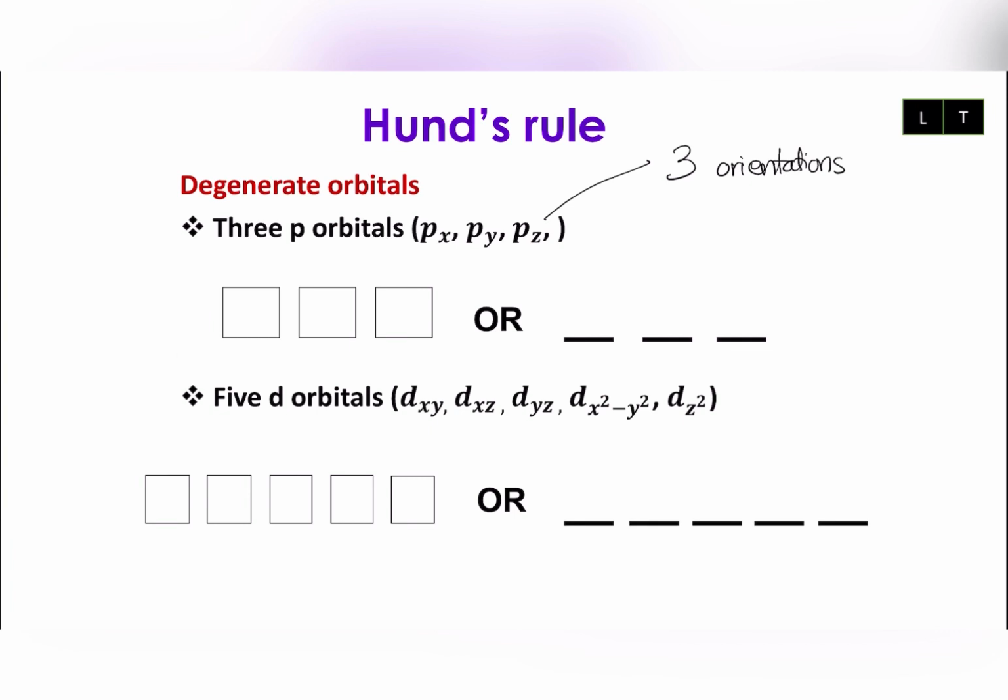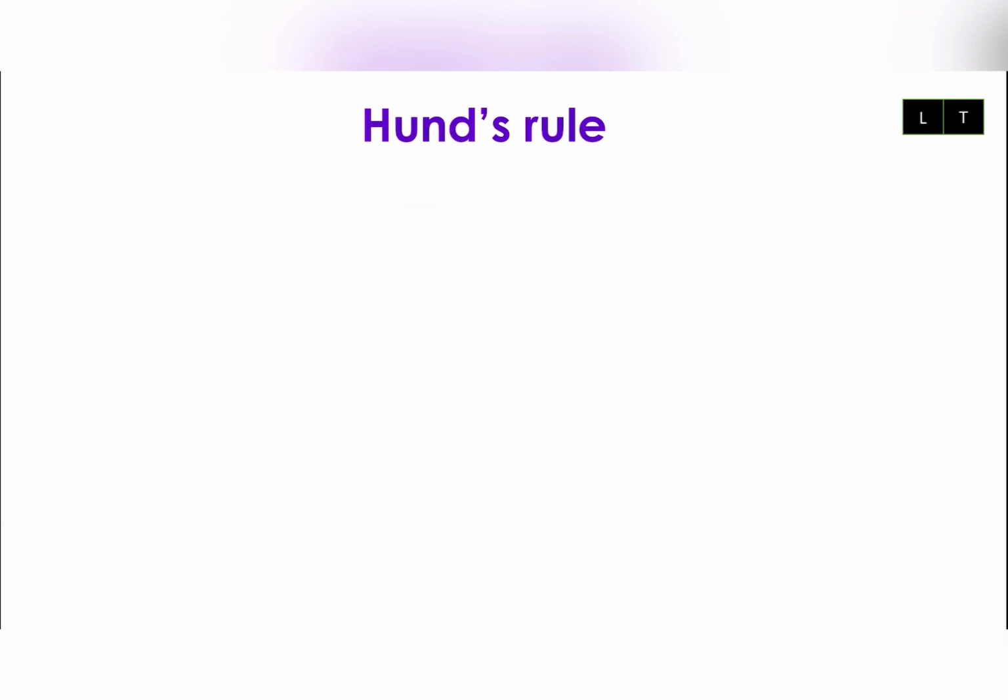Next, the d orbitals have 5 orientations, as you see from the 5 different shapes that you've learned in the previous video. So this is how you determine the degenerate orbitals for p and d orbitals. Each of the orbitals has the same energy as its respective counterparts. So let's get back to Hund's rule.